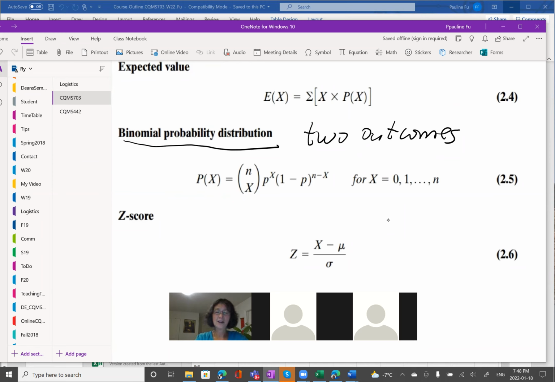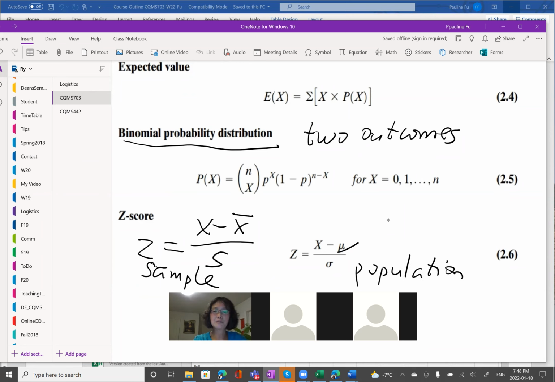And we talked about the z-score. Sometimes the z-score has a different formula, x minus x bar divided by s. The difference between these two formulas is that the first formula uses sample data, and the second formula uses population data.